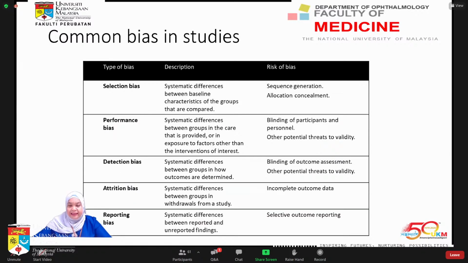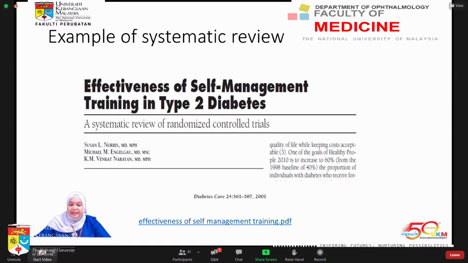But it's not that easy. Okay, so again, this is what you're looking for: any selection bias, any performance bias, any detection bias, any attrition bias, and any reporting bias. I will not go into that. I'm sure in this research week, you have already discussed all these biases, and you have to apply them in the systematic review. Okay, so this is an example of a systematic review.